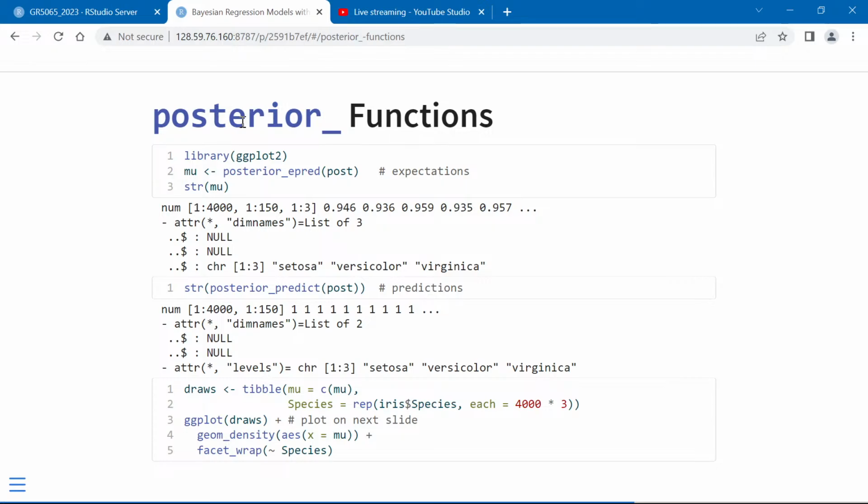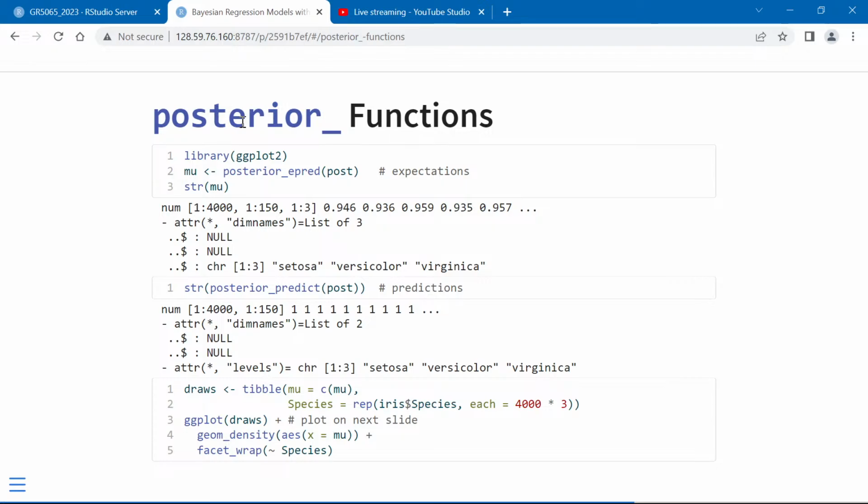But you can also get posterior predictions, which are draws from the categorical distribution with probabilities produced by posterior epred. And so this is going to be R by N matrix. And the elements of that are integers, not real numbers between 0 and 1. They're going to be 1, 2, or 3, indices of the 3 levels.